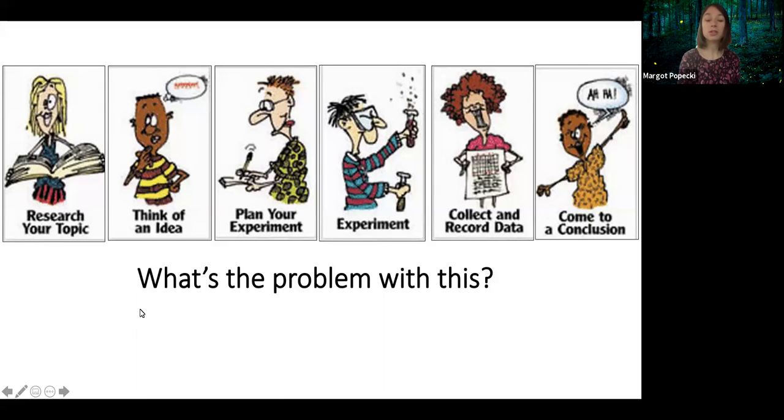So again, you will visit each of these steps multiple times. You'll do a lot of backtracking and circling, and that's okay. That's just science.